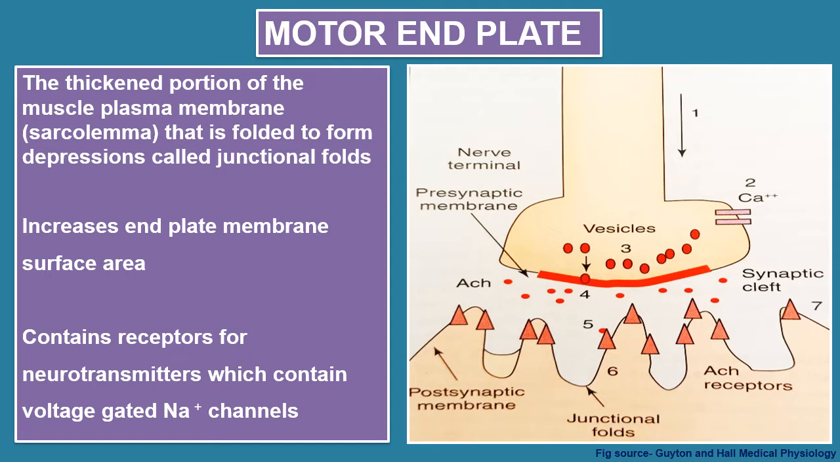The last part of the neuromuscular junction is known as the motor end plate. It is the thickened portion of the muscle plasma membrane that is folded to form depressions called junctional folds or subneural clefts. These folds increase the surface area for synaptic neurotransmitters. On the muscle fiber, there are many acetylcholine receptors, which allow acetylcholine to bind with them to transmit the nerve signal to the muscle fiber.